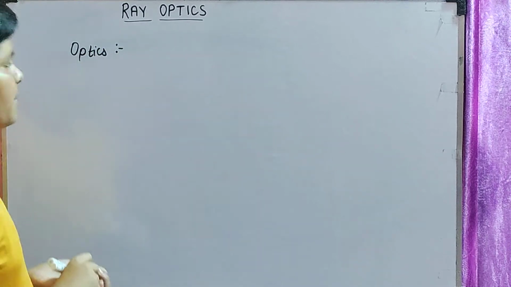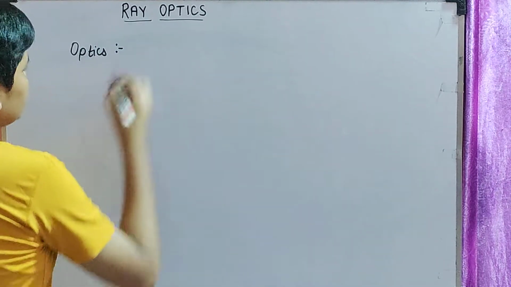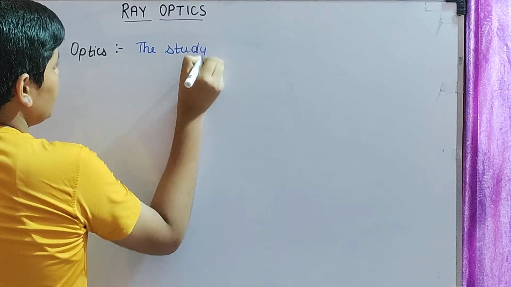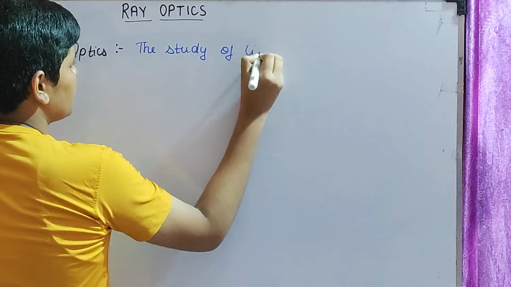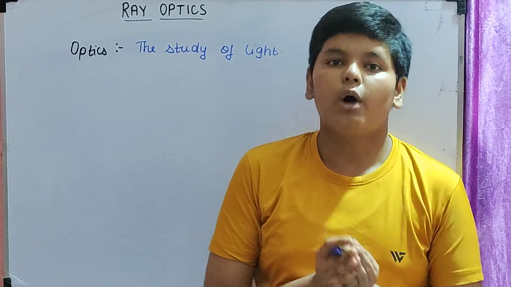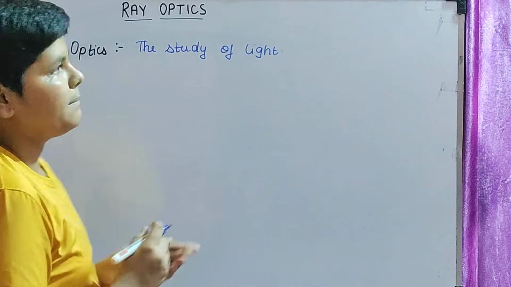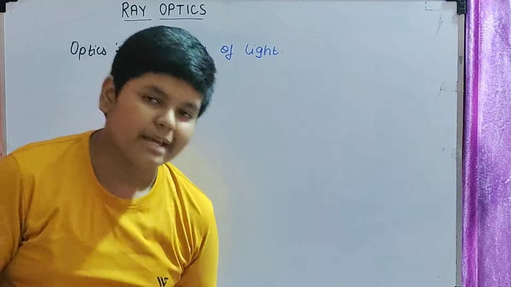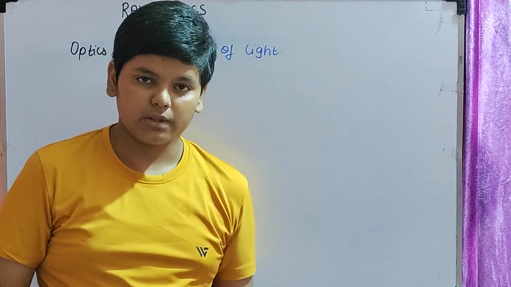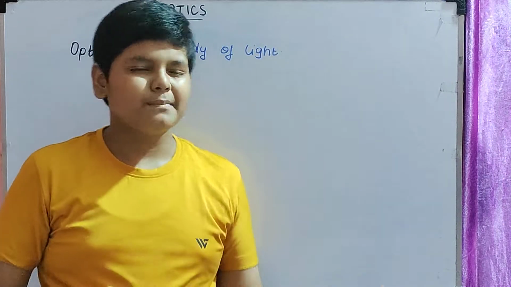So what is optics? In physics, optics is the study of light. The study of light is called optics. Now, if anyone asks you what is light, what would be your answer? The answer may be that light is the thing which makes objects or another substance visible to us. But that is a very old and basic definition.